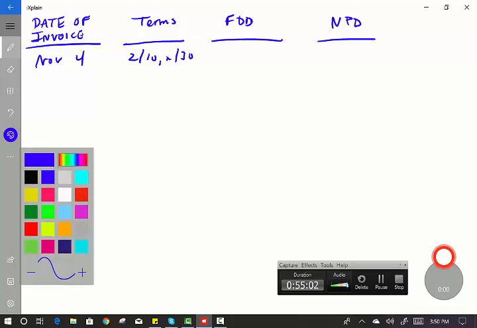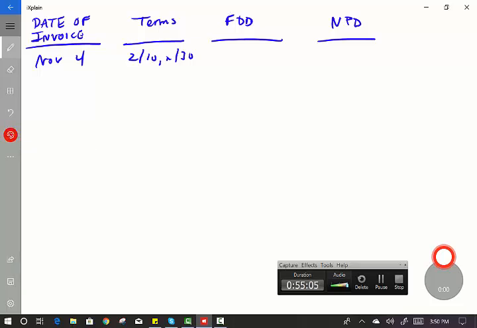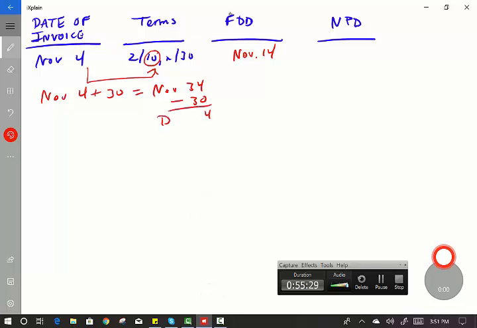Okay. So therefore, I'm going to take November 4th plus 10 days will give me November the 14th. Then I can take November the 4th plus 30 days in the net, and that will give me November 34th, minus 30 days in November to give me 4 days in December. Okay, December the 4th would be the net payment date.